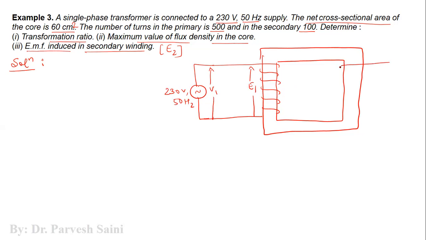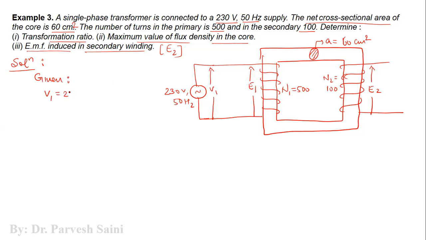Then we have the secondary winding. Now, this is the secondary winding. We need to calculate the value of E2, which is not given to us. Okay, so the number of turns of the primary winding are 500 and the number of turns of the secondary winding are 100. Area of cross section of this is 60 centimeter square, right?